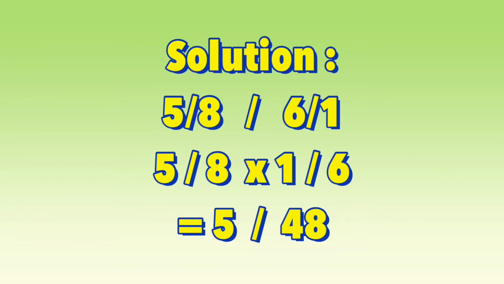And then horizontal multiplication, 5 times 1 equals 5, 8 times 6 equals 48. And then the next step is to reduce the fraction, but this time 5 over 48 cannot be divided by 2, so therefore 5 over 48 is our final answer. It is already in simplest form.